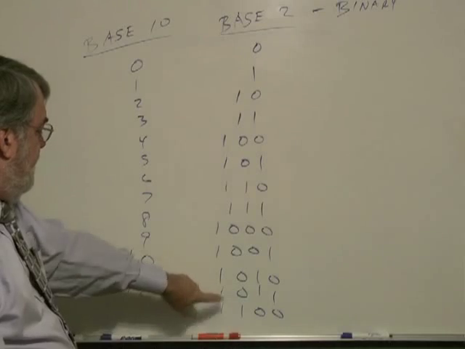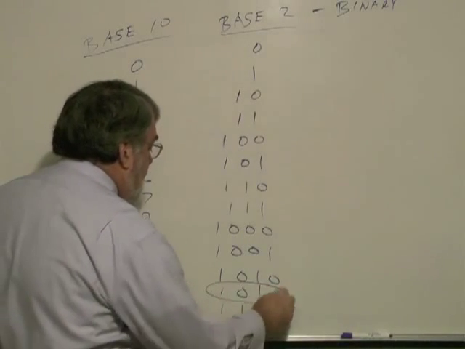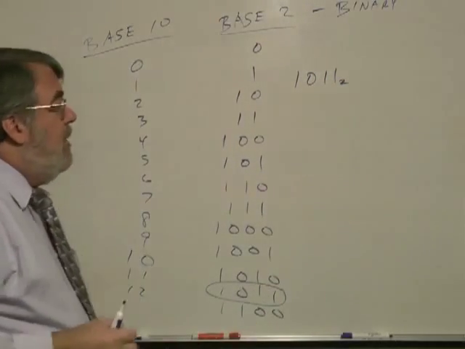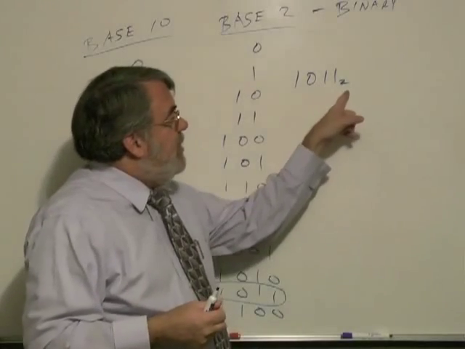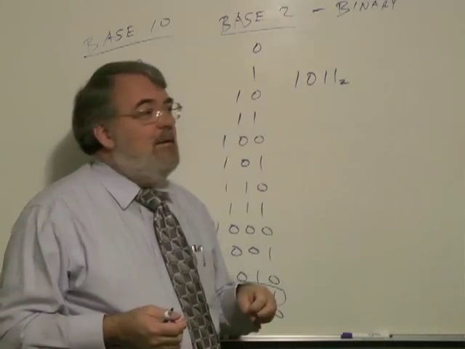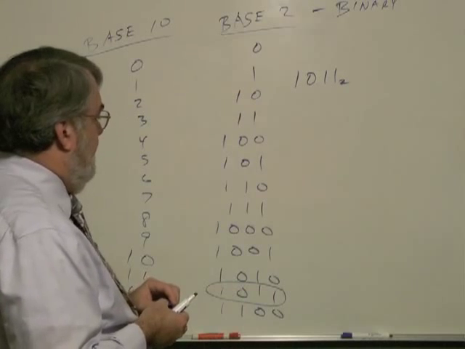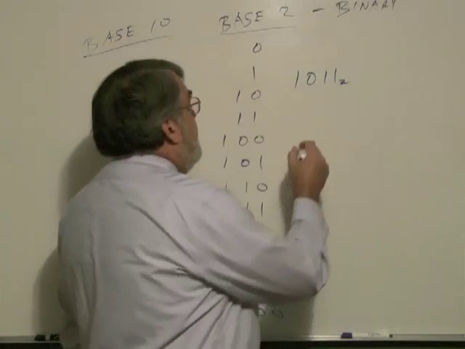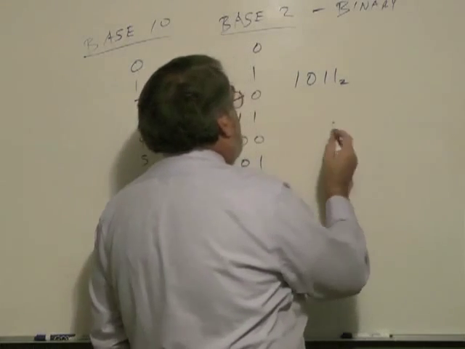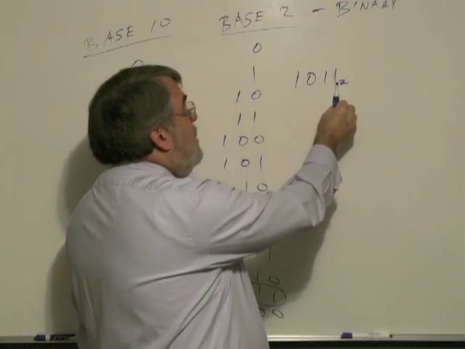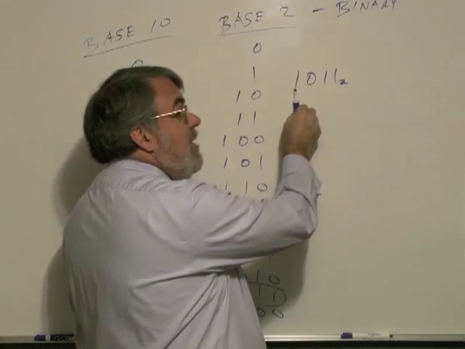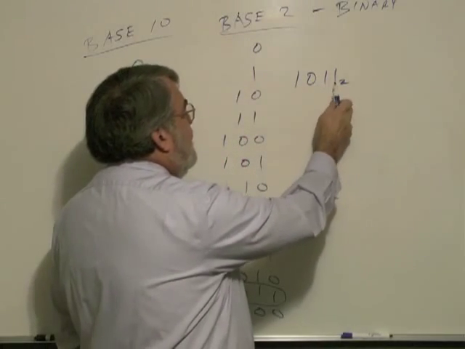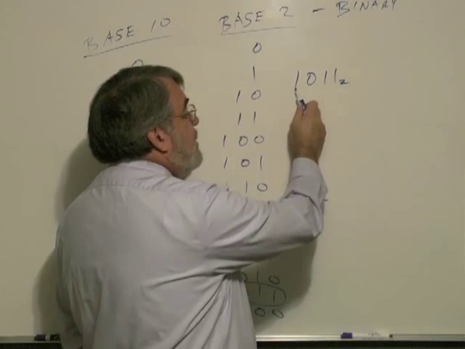For example, let's look at 11 down here. So 1, 0, 1, 1, base 2. Most of the time I'll use a subscript to indicate the base when we're talking about base 2. 1, 0, 1, 1 is going to be, let me see, the place values go 1, 2, 4, and 8. We're building up in powers of 2. So this is 2 to the 0, 2 to the first, 2 to the second, 2 to the third.